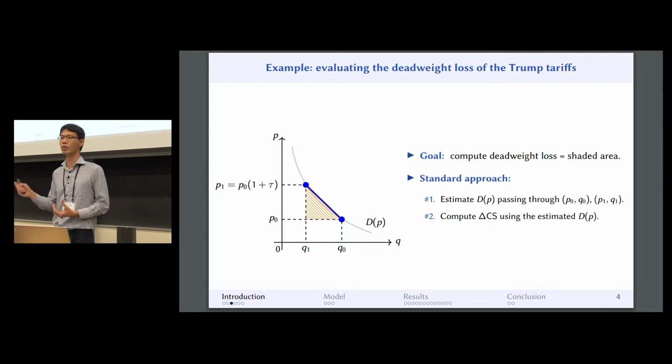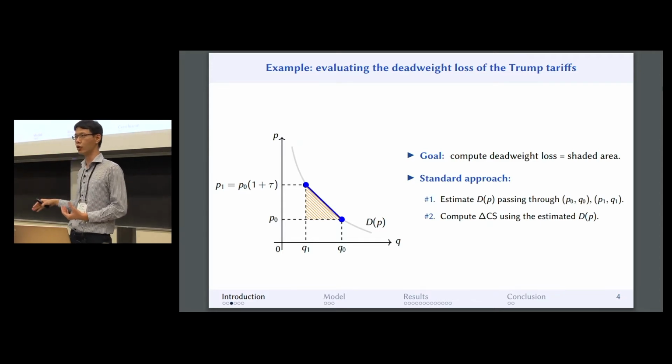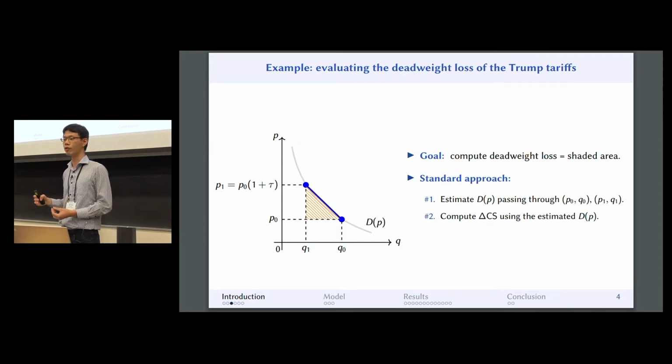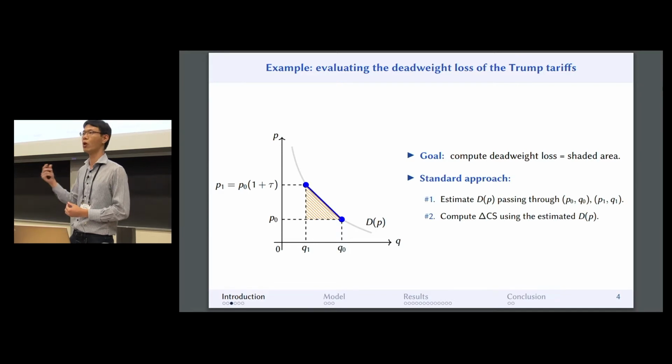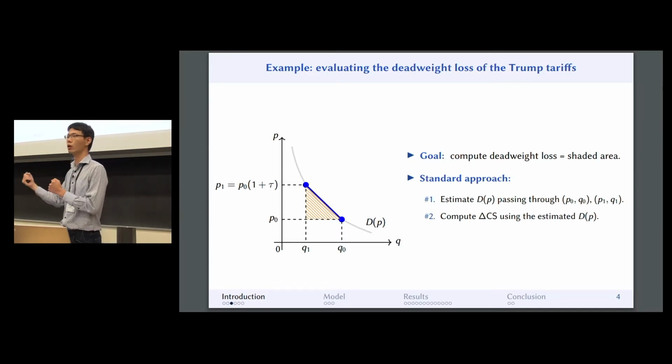So instead of observing the entire demand curve for each good, really what you observe is just 2 points along the demand curve, right? So you observe P0, Q0, and that's the point before the tariff was imposed. And you observe the point P1, Q1, which is the point after the tariff was imposed. You know exactly how much tariff was imposed. You see these 2 points, you want to measure the deadweight loss, which is equal to the area of the shaded region that you see on this demand curve.